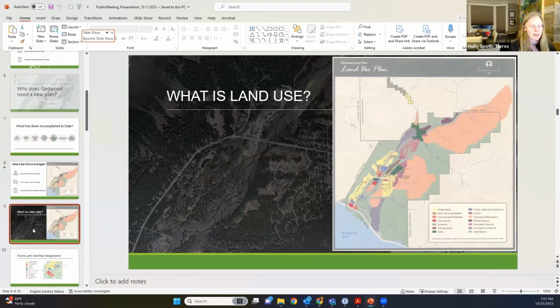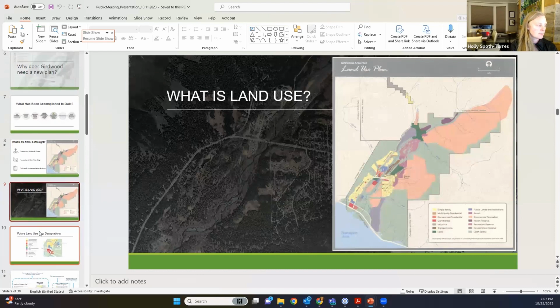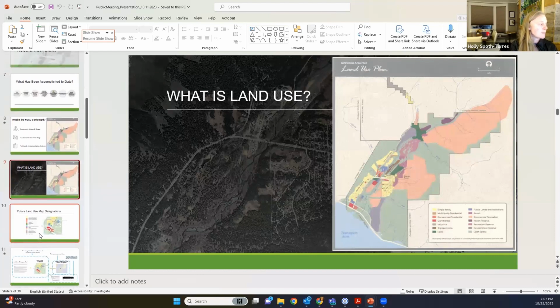Okay, so I think we still need to do the little refresher on what is land use, because I think it's important to understand the difference between land use and zoning. And I'm going to have Daniel do this. So go ahead, Daniel. And you're not going to have the fancy PowerPoint situation.